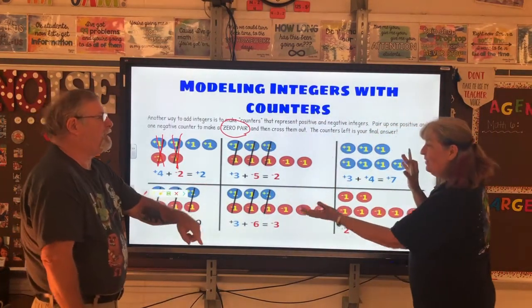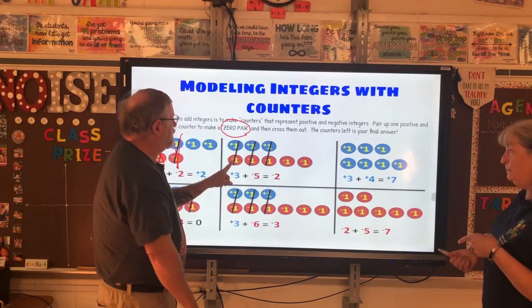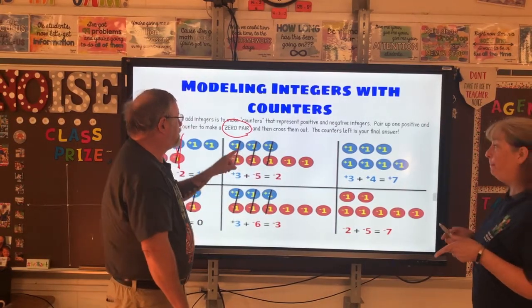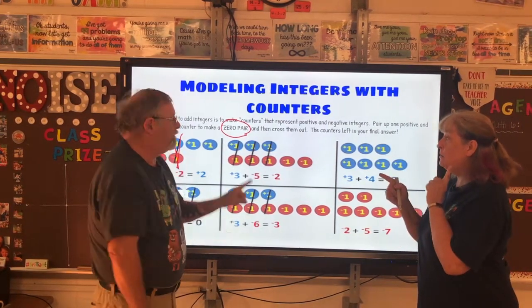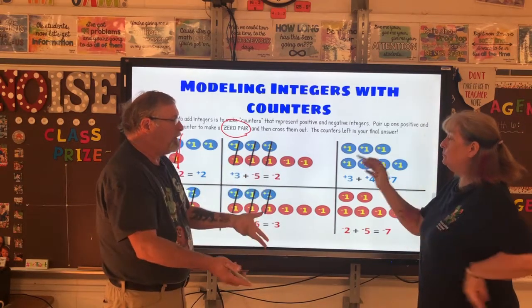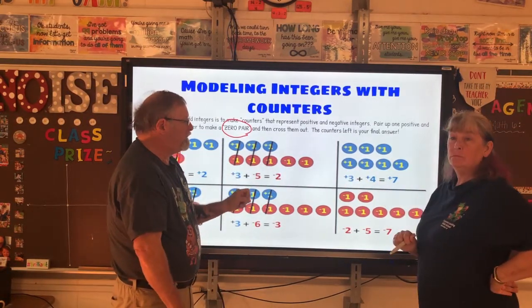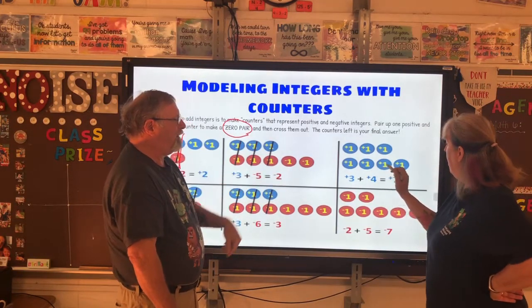Let me see if I can do the next one. Okay, you do the next one. So again, these blues are positives. The reds, negatives. So anytime I put a positive and a negative together, I get 0. So this gives me a 0, this gives me a 0, this gives me a 0. So the only thing left is the -2. So my answer, -2. That one doesn't have any pairs.